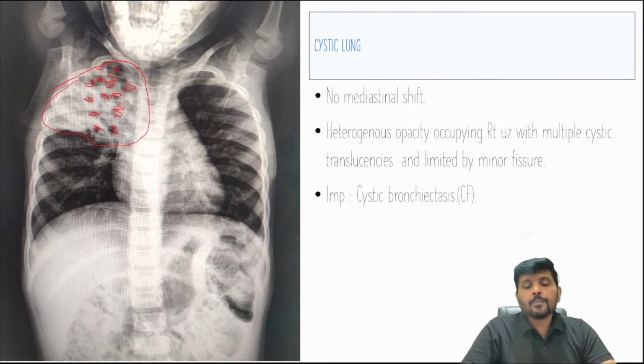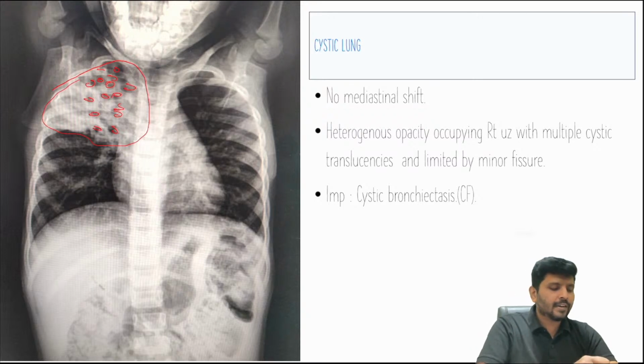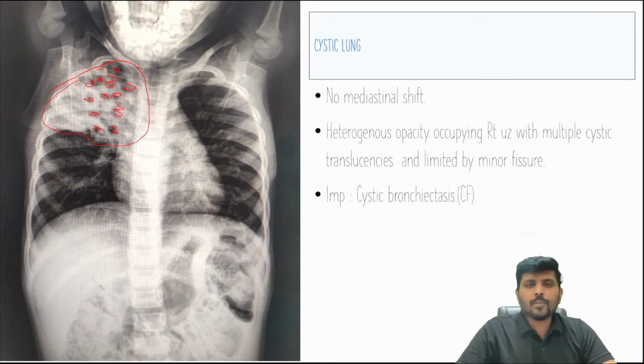Whenever you get bronchiectasis involving the upper lobe, whether it is right or left, it is suggestive of cystic fibrosis in our country. I repeat, any bronchiectasis involving your right upper lobe or left upper lobe is due to cystic fibrosis. Rarely it can be due to sequelae of TB bronchiectasis.